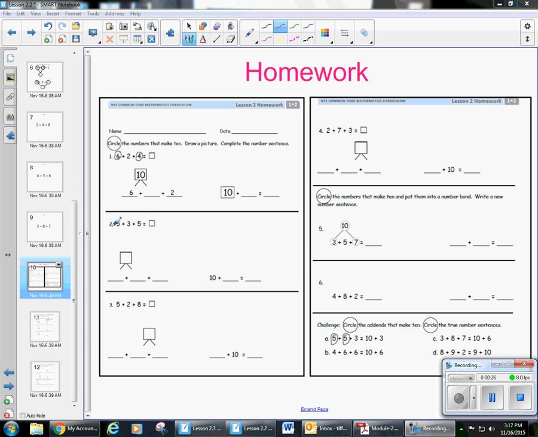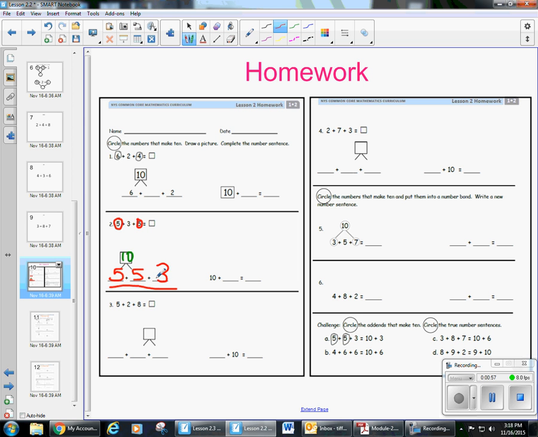So they're to find the two numbers that equal 10. So what I had them do when we were doing this in class is circle the two numbers that make a 10, or what we call a friendly number. And then they are to rewrite that problem down here below using those two numbers that make up the 10 first. So it was a 5 plus 5 equal 10. So they're going to write a 10 in that number bond box.